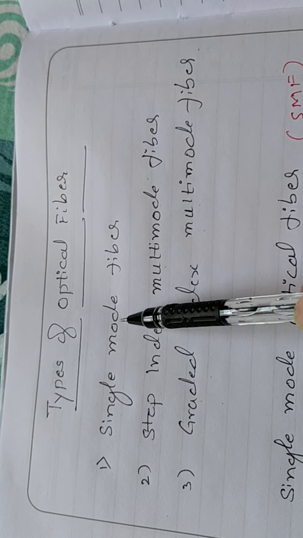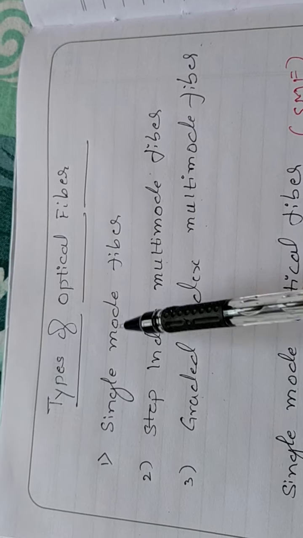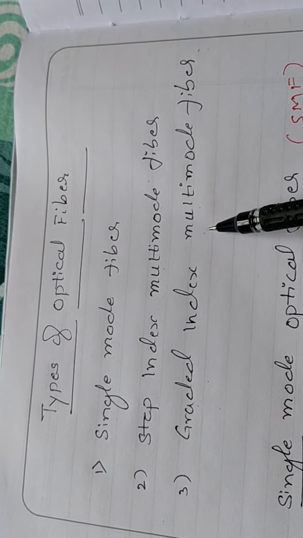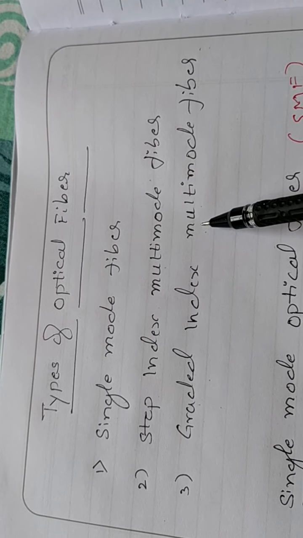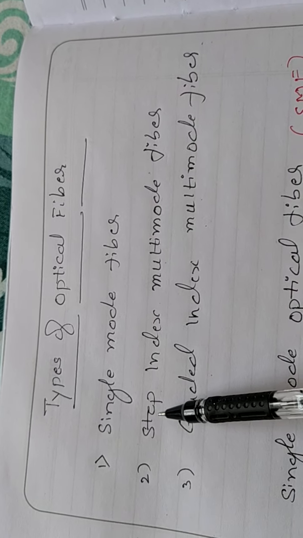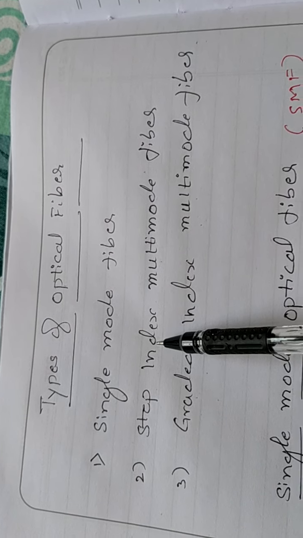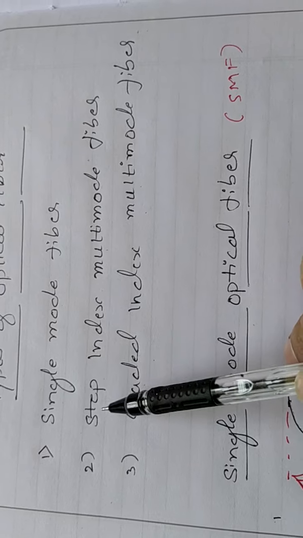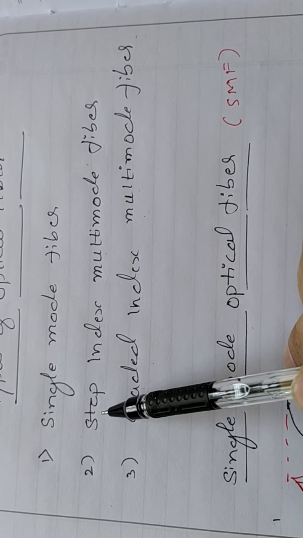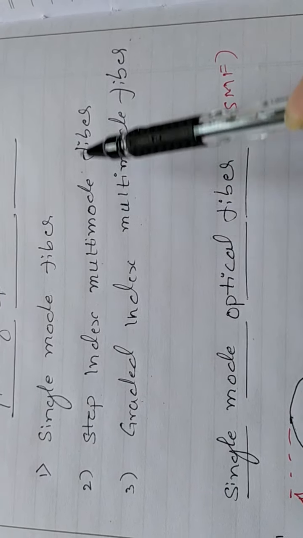Single mode optical fiber, the name itself indicates it is a single mode, so it will support only one mode at a time. Only one mode can propagate through the core of the optical fiber. The other two are multimode fibers, where more than one mode can propagate through the core. In the second case it is a step index, in the sense the refractive index profile takes the shape of a step. That's why it is called step index multimode fiber.